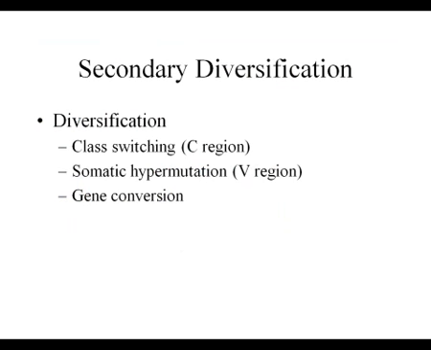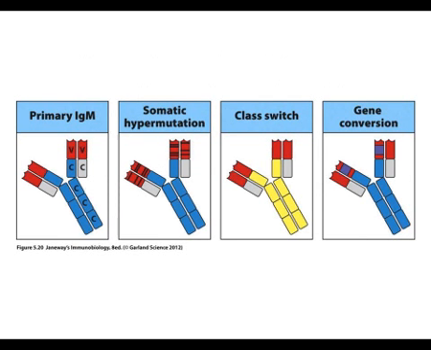I'm more concerned about spending the rest of the time on the secondary diversification. Once you have that VDJ rearrangement, then things can happen in immunoglobulin that cannot happen in a T-cell receptor. You get class switching and somatic hypermutation. Somatic hypermutation is when changes occur in that V region. Class switching is when changes occur in that C region. And there's something called gene conversion, which we're not going to spend much time on, where a whole chunk of that V region can actually be replaced.